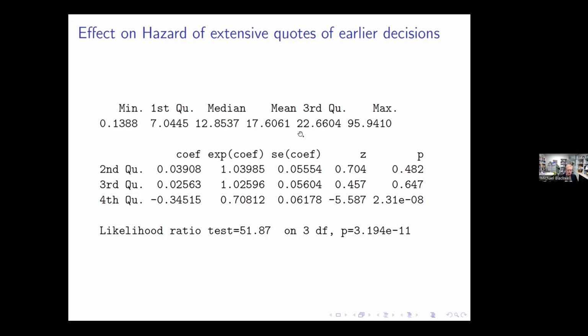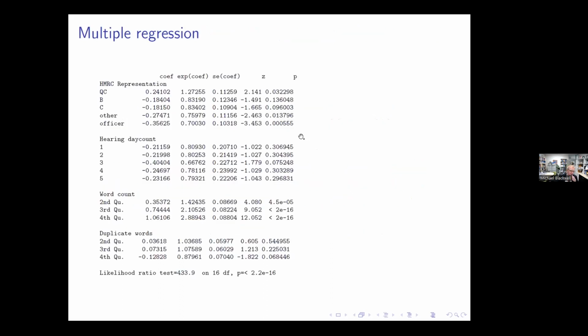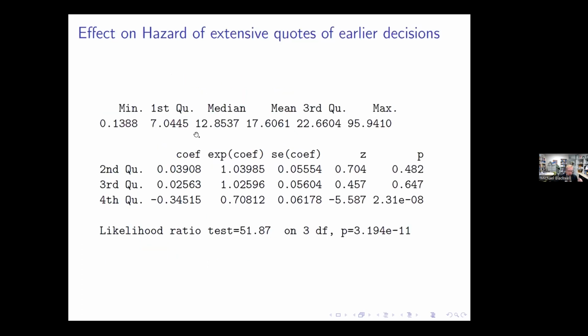For that top quarter of decisions, where more than 22% of it is quotations, they're less likely to be precedent. And then I put it all together in a regression. So that was looking at each in isolation.